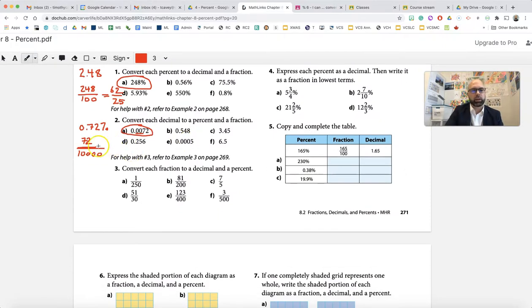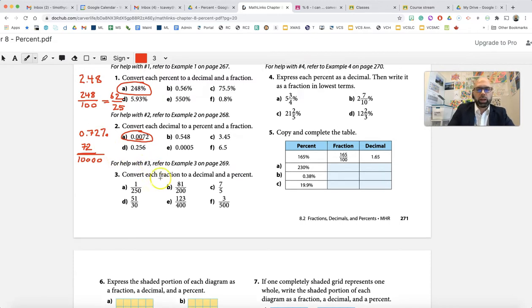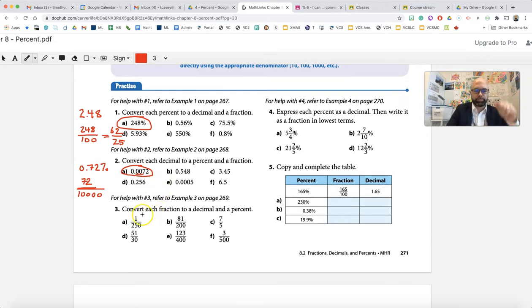Same idea here. Oh well, I want to get rid of that extra line, but yeah, 72% would be 72 over 100, and 0.72% would be 72 over 10,000. Okay, I probably talked too long on that one.